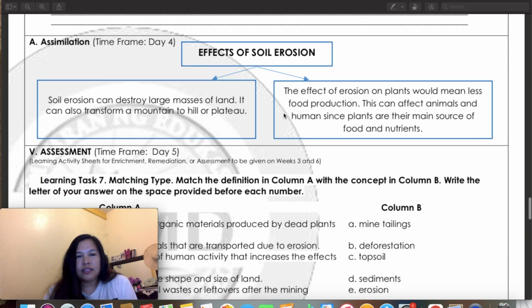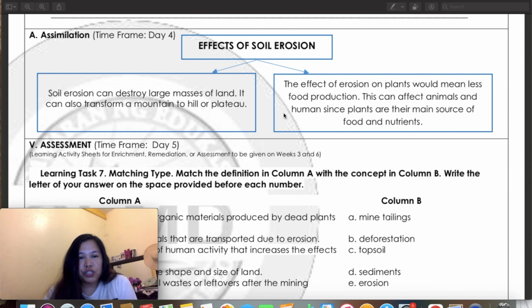And to sum up the effects of the soil erosion, so here in the left side, soil erosion can destroy large masses of land. So it can also transform a mountain to hill or plateau. So the effect of soil erosion on plants would mean less food production. So this can affect animals and humans since plants are their main source of food and nutrients. Kasi kung wala ka talagang healthy na soil, hindi talaga makaka-produce ng food. So ang mga gulay, yung mga pananim natin is yan talaga ang main source of food natin, lalo na sa mga tao, sa animals. Yun po, kailangan yun. Kaya kailangan talaga natin na meron tayong healthy and many nutrients na soil.